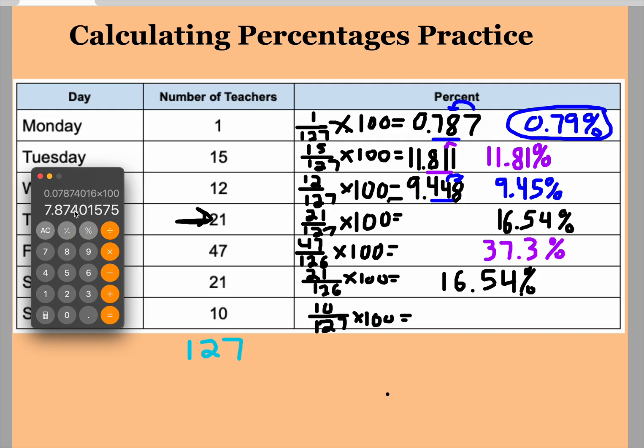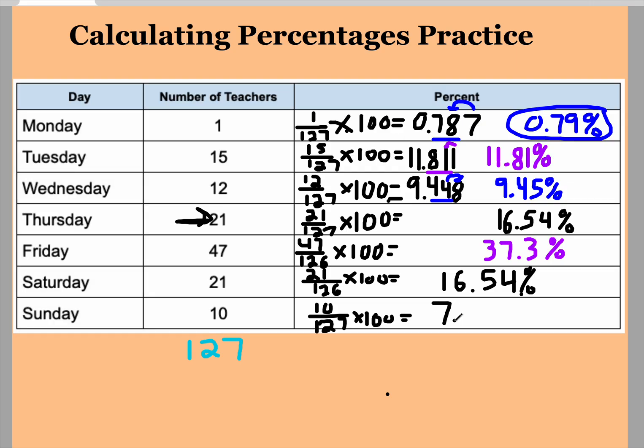7.87. 4 is not going to raise the score. 4 is going to let it rest. 7.87%.